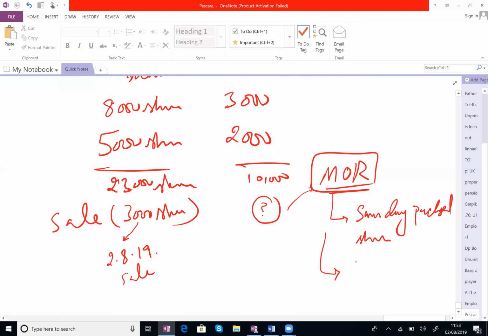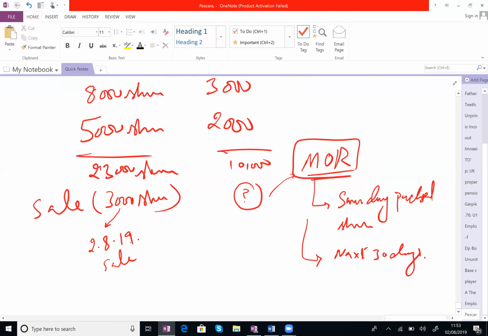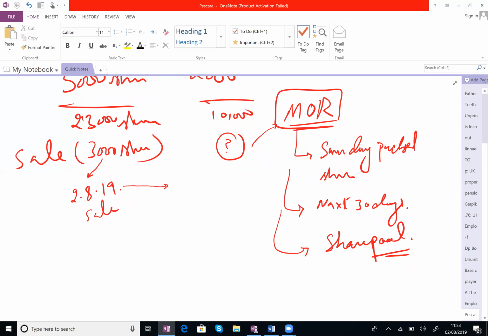Second, you will take the cost of shares purchased in the next 30 days. For example, if on 2 August 2018 you are selling 3,000 shares, check whether in the next 30 days you are purchasing some shares, and take the cost of these shares. And lastly, make the share pool and take the cost from the share pool. From the share pool, you always take the average cost.